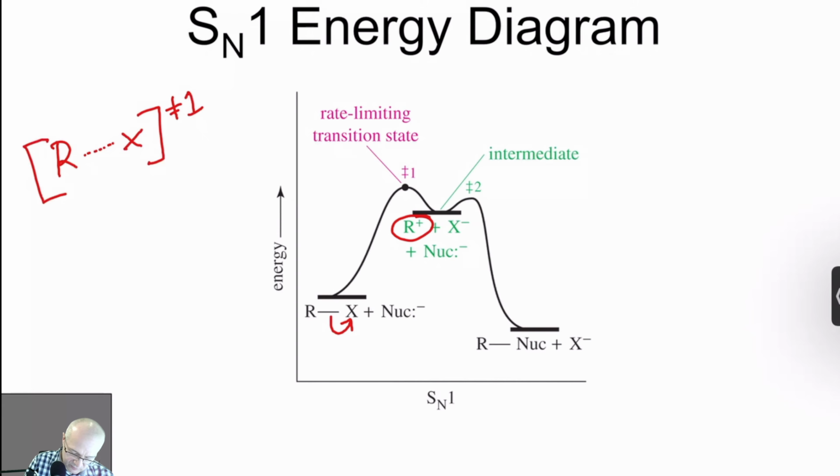Transition state 2 will be when the nucleophile attacks the R+. The nucleophile in the SN1 case is the solvent. So that would be R.